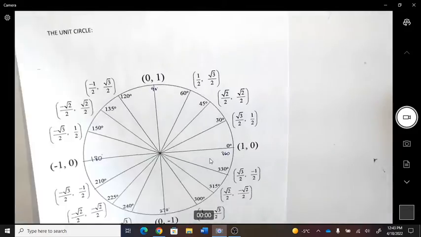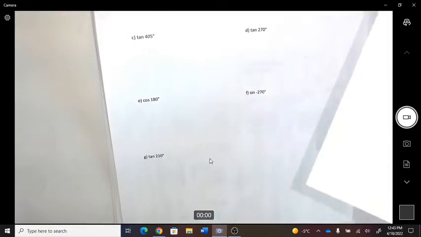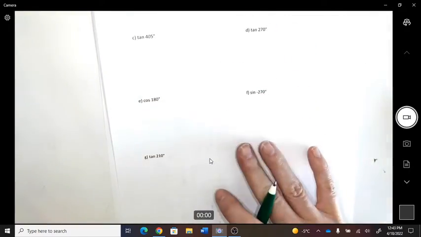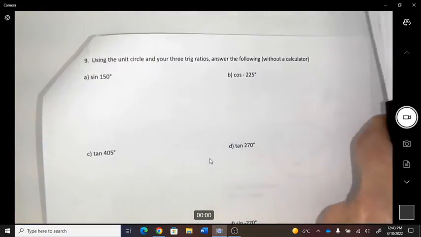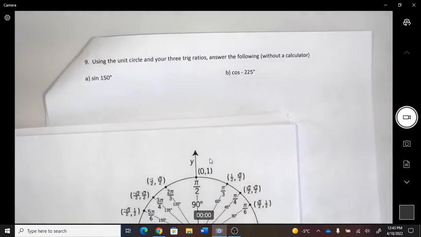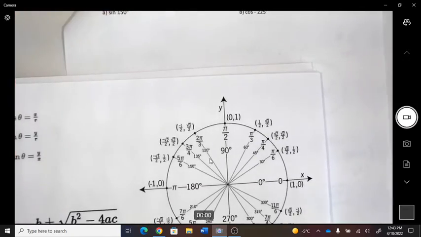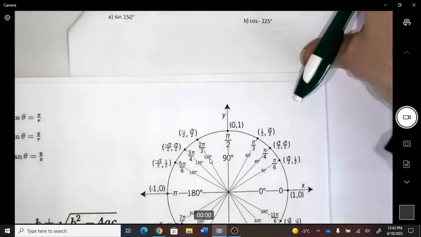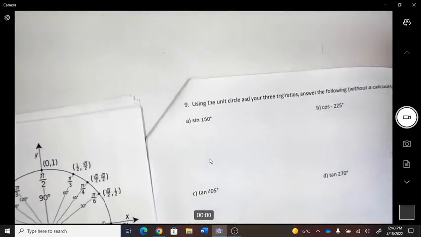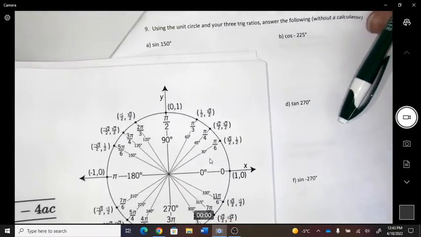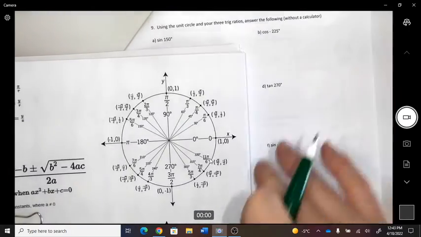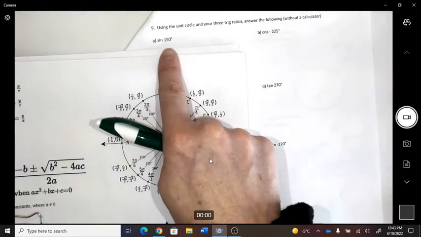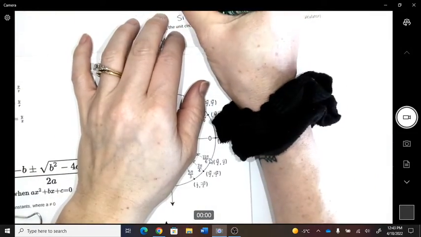Okay, now this last section, you will not have a calculator for this page on your test. You will have a unit circle. So this is what you will have. Okay, so this is, okay, maybe I'll write this on the top.